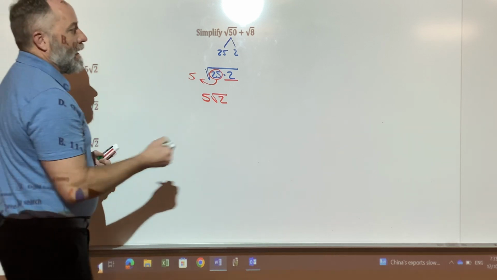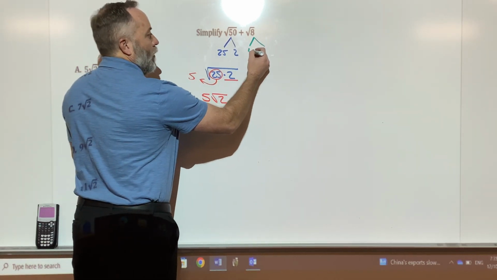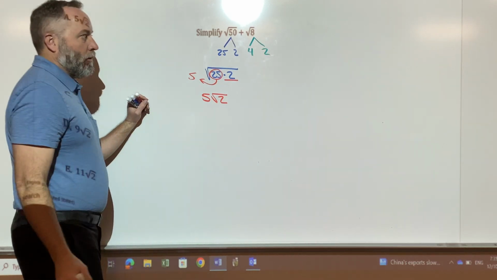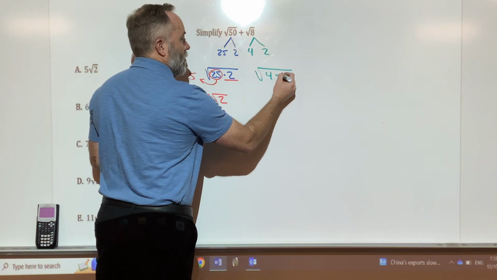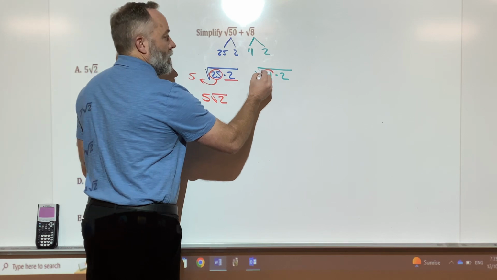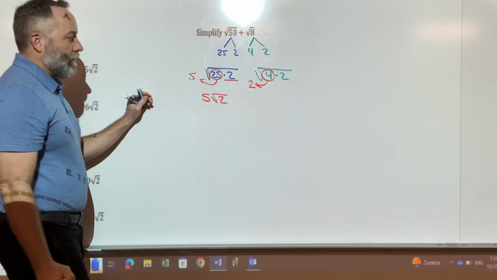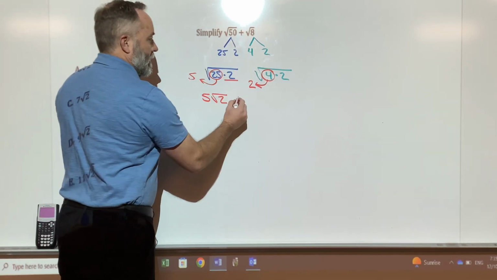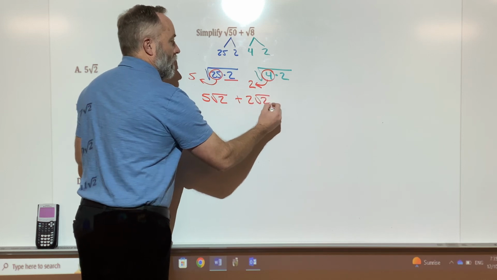Doing similar to the 8, the largest perfect square that divides into 8 is 4. So 4 and 2 make 8. And again, that's saying the square root of 4 times 2. And for the same reason, 4 is a perfect square. So the square root of 4 is 2. So that's going to come outside of the radical. So we have our plus sign right here. This now simplifies to be 2 times the square root of 2.